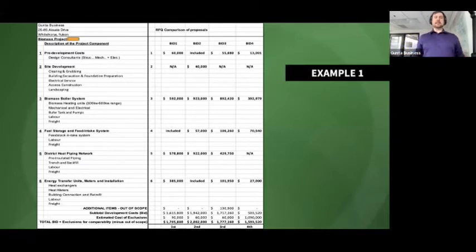So very specifically, I just want to run through this. I had permission to share this. This was an actual project, a biomass project in Canada that required some bids. It required what's called a request for qualifications. But we very specifically asked the technology suppliers to bid very specifically.